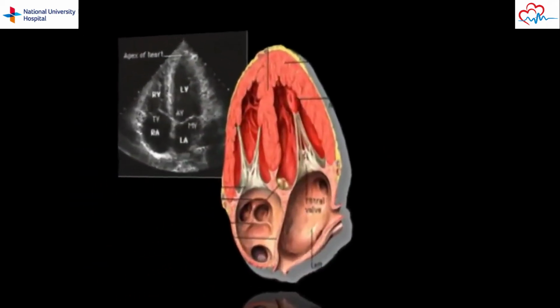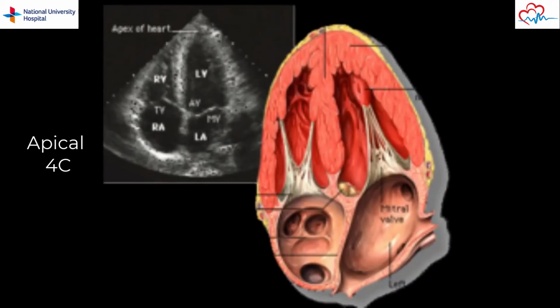We can now move to the apical 4-chamber view. The apical position is usually found on the left side of the chest near the point of maximal impulse, aligned near the mid-axillary line. A good starting point is the 5th intercostal space.